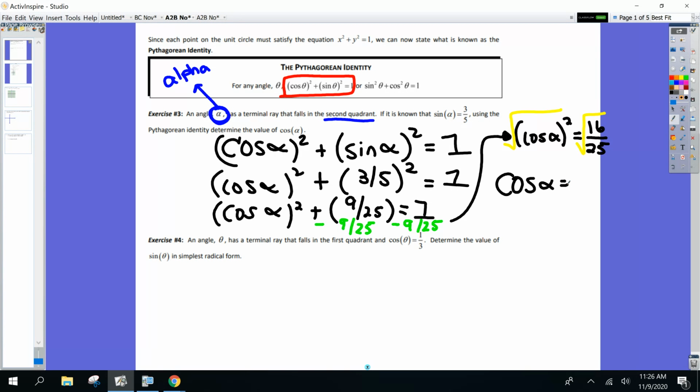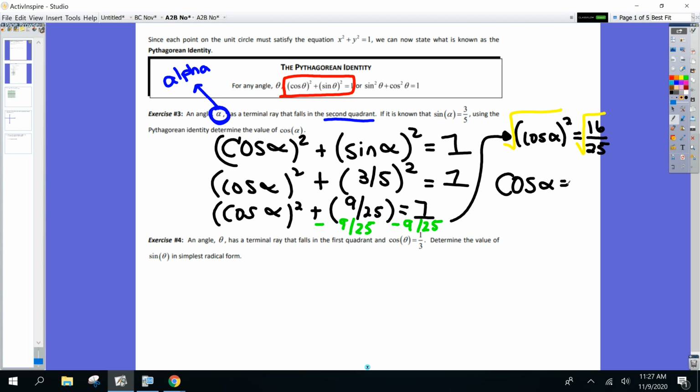But wait. My calculator's giving me 4/5. I'm done. Do you remember back in your algebra days when you took the square root of a number, you get the positive and the negative version? Everyone remember that? Everyone at home remember that? Here's why I said this at the beginning. What quadrant are we in? Second quadrant.